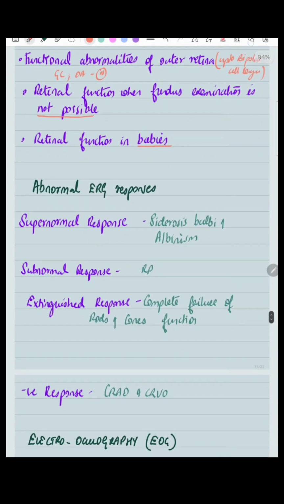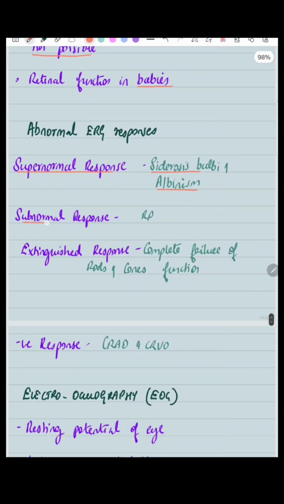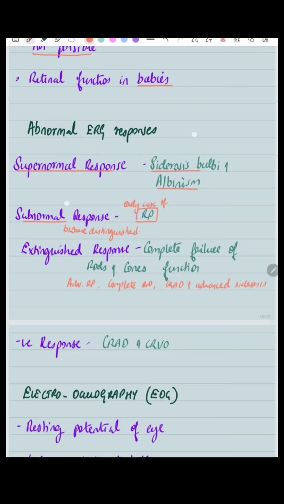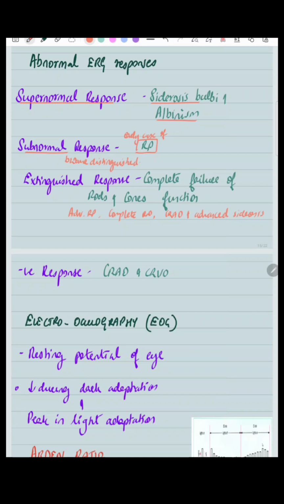Now abnormal ERG responses. Supernormal response, that is large A and B waves, is seen in siderosis bulbi and albinism. Subnormal response, where the B wave is diminished, is seen in early cases of retinitis pigmentosa. Extinguished response is a complete failure of rods and cones function, seen in advanced retinitis pigmentosa, complete retinal detachment, CRAO and advanced siderosis. The negative response is usually seen in gross disturbance of retinal circulation like CRAO and CRVO.